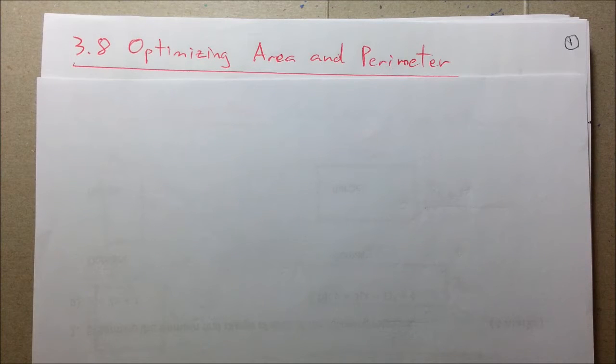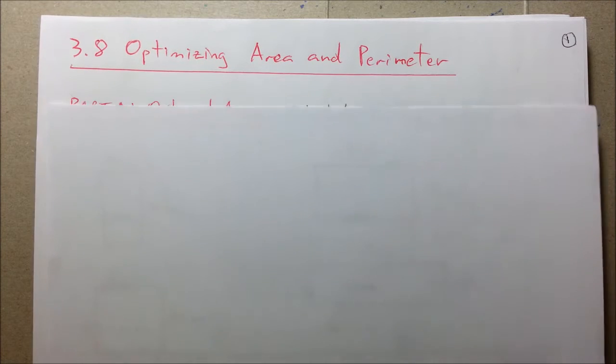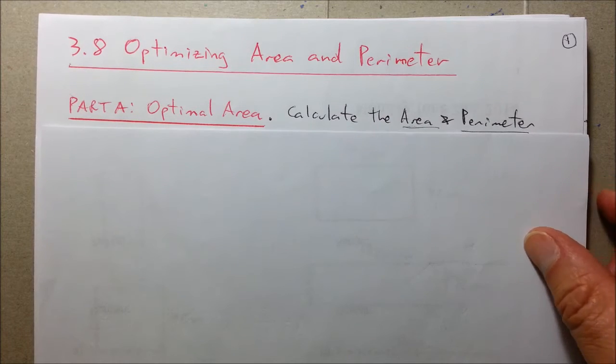Optimizing area and perimeter. So the goal for the following two lessons is to determine the optimal area for a given perimeter and the optimal perimeter for a given area. So let's investigate the first part. How can we get the optimal area?